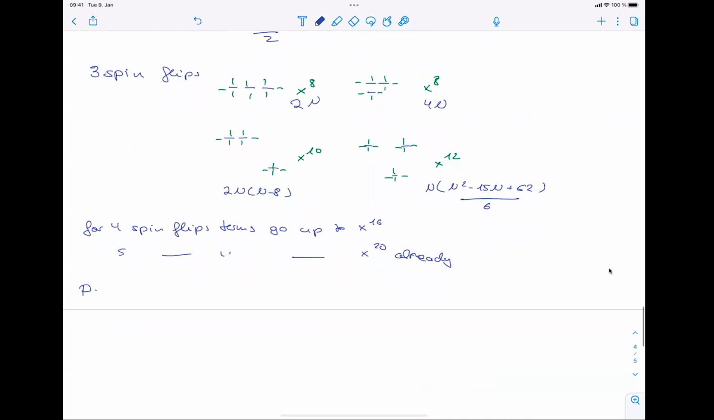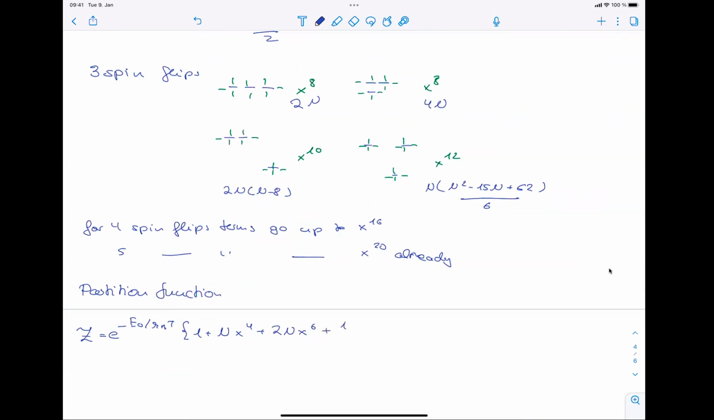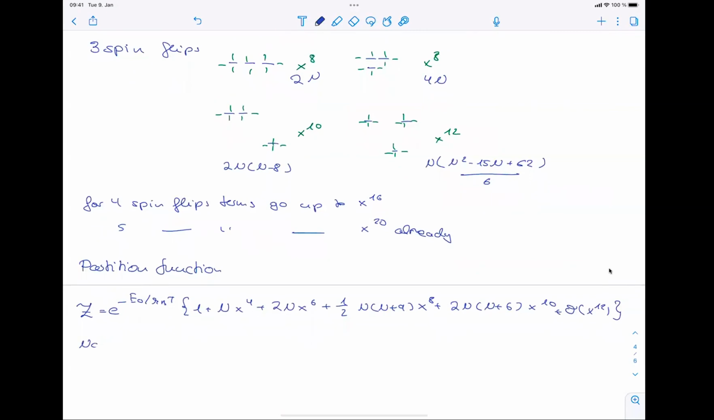And so the partition function is then n x to the 4, 2n x to the 6, and then summing over all the different x to the 8, it's half n plus 9. And so that was the caution note.